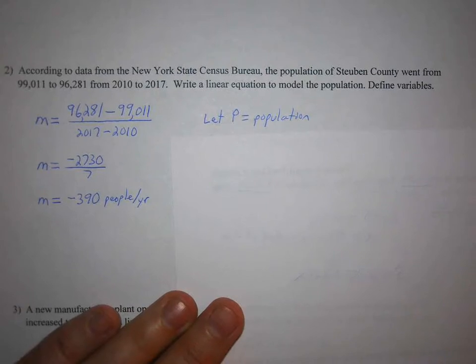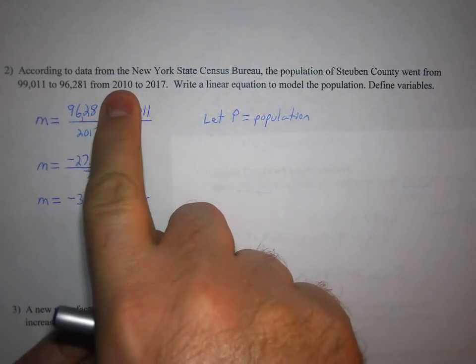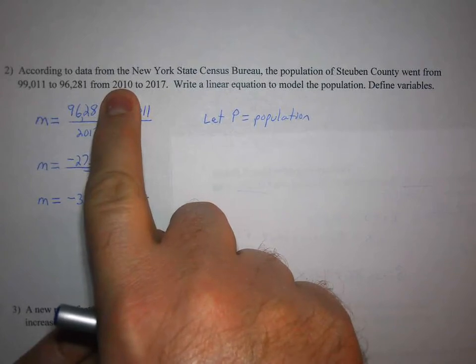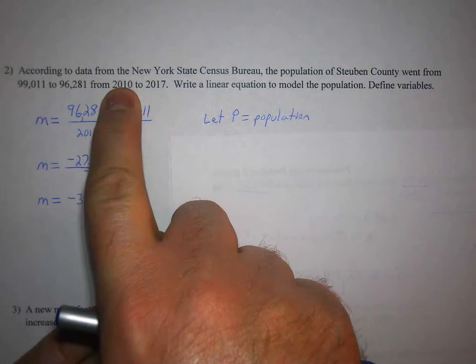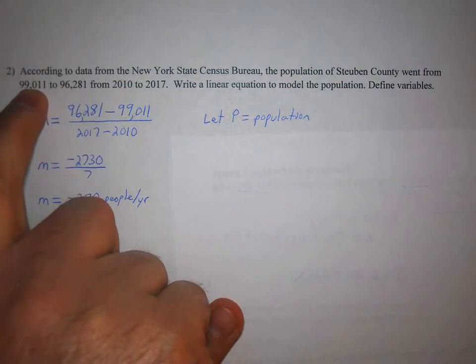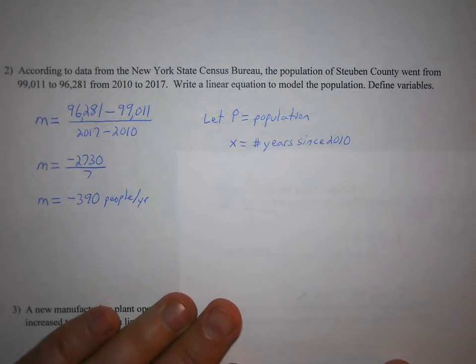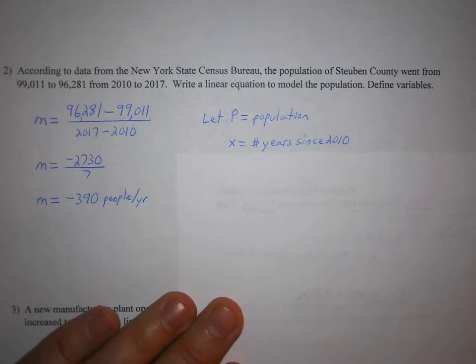And again, this is an extremely crucial step. If you say let X be the number of years since 2010, then right away we have 2010 being the starting year when X is 0, and we know the population was 99,011. So we know the B value right away if you say we're going to define X as the number of years since 2010.